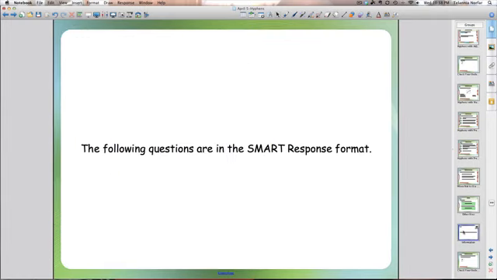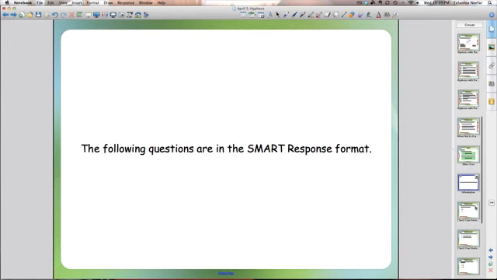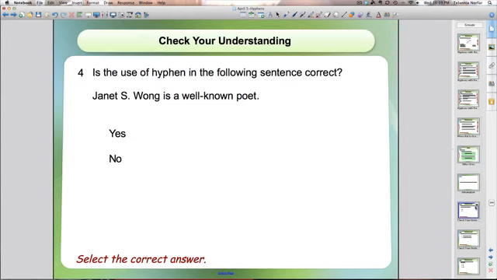Okay, as I said, it's time now to pull out our smart responses if we have them. If we don't, we can just use pad and paper and pause the video and reveal the answer together. Let's get started. Again, pause the video until everyone has answered and then we'll reveal the answer.